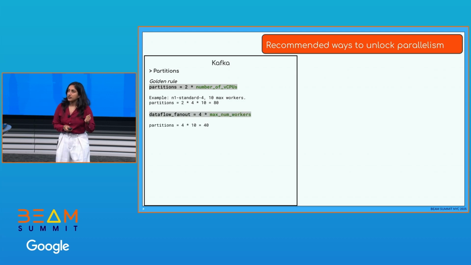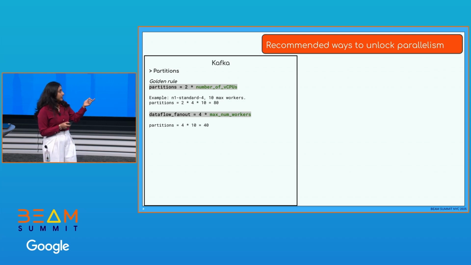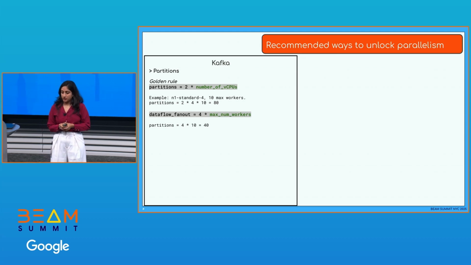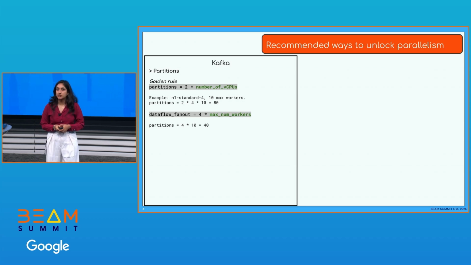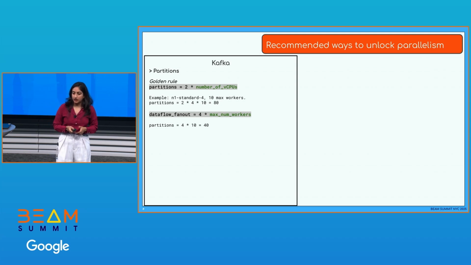Another useful formula to note is this one. Dataflow defaults parallelism to 4 times max number of workers. Max number of workers, again, is the upper limit of autoscaling that you have configured. So it's a good idea to have at least 4 times 10, which is 40 partitions. So if this is what you're testing with, N1 standard 4 machines with 10 max number of workers, then it's a good idea to start testing between 40 to 80 partitions in your Kafka source topic.